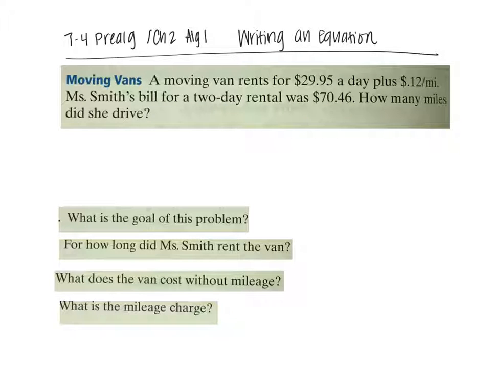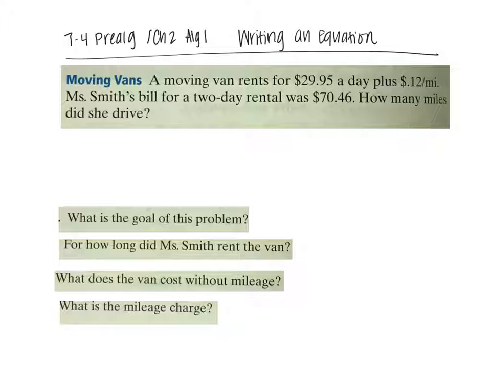All right, let's look at this problem together. A moving van rents for $29.95 a day plus 12 cents a mile. Mrs. Smith's bill for a 2-day rental was $70.46. How many miles did she drive? That's a lot of words. Let's look at what the goal of this problem was. What is it asking? Let's always remember that we're going to bracket what it's asking.